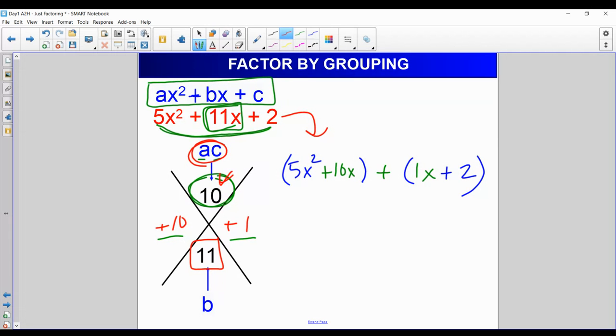Okay, now what I'm going to do is pull out whatever is common to each term. So you can see in the first pair of terms here in the first parentheses, I can take out a 5x. That leaves x plus 2. In the second one, there's not really anything I can take out, so what I'm going to think about it as is taking out a 1 and leaving x plus 2.